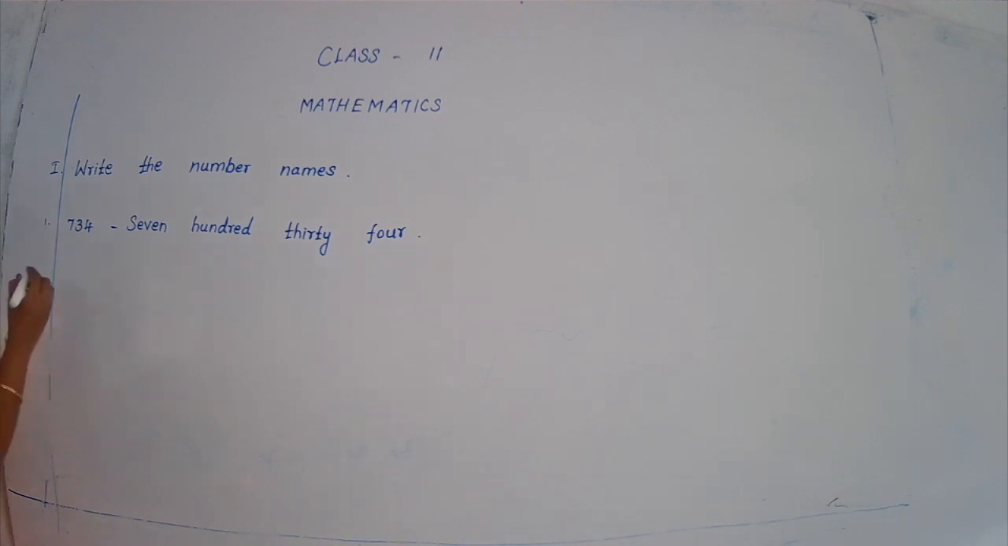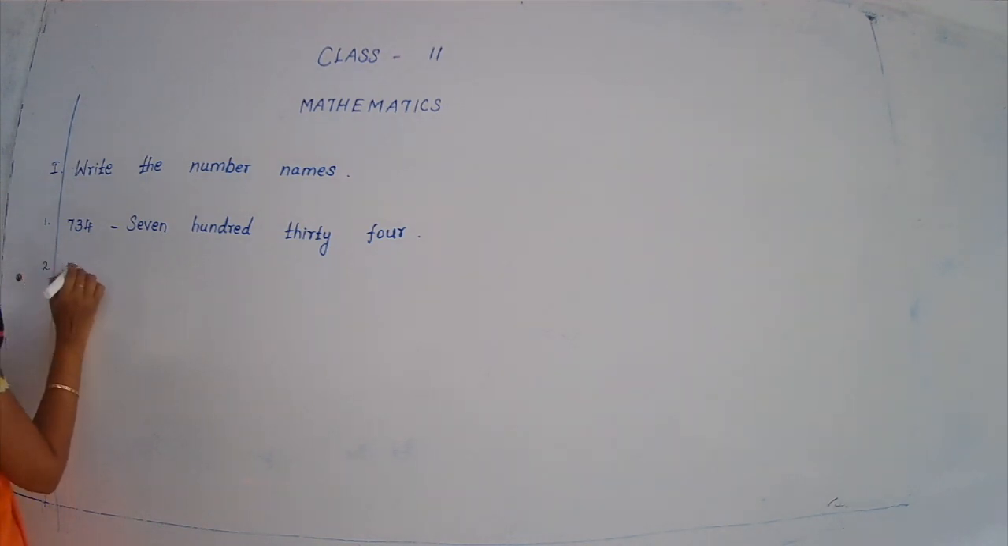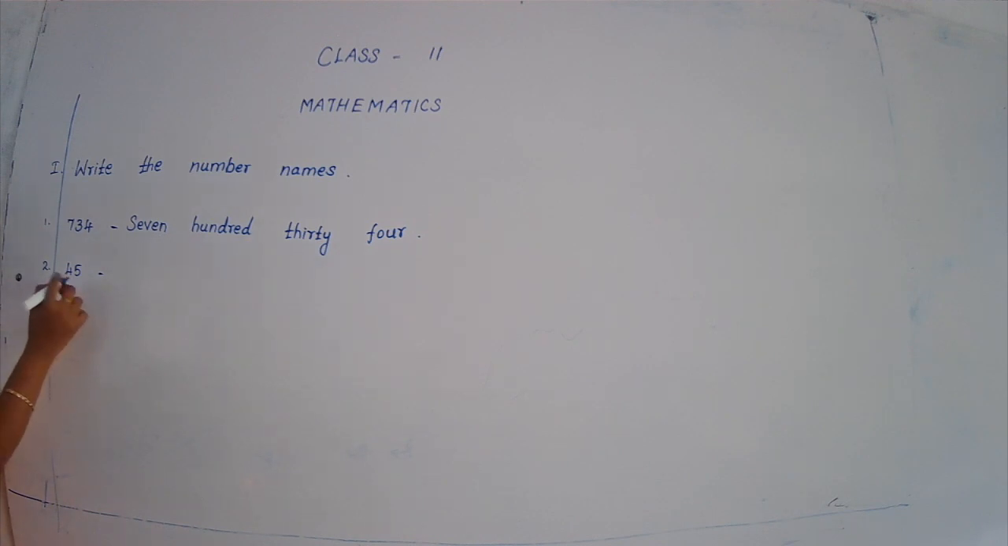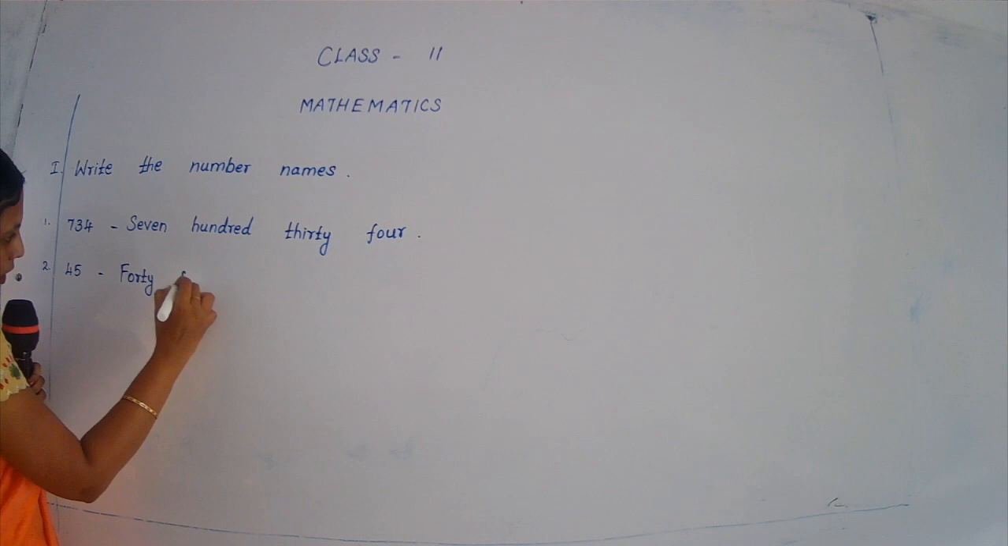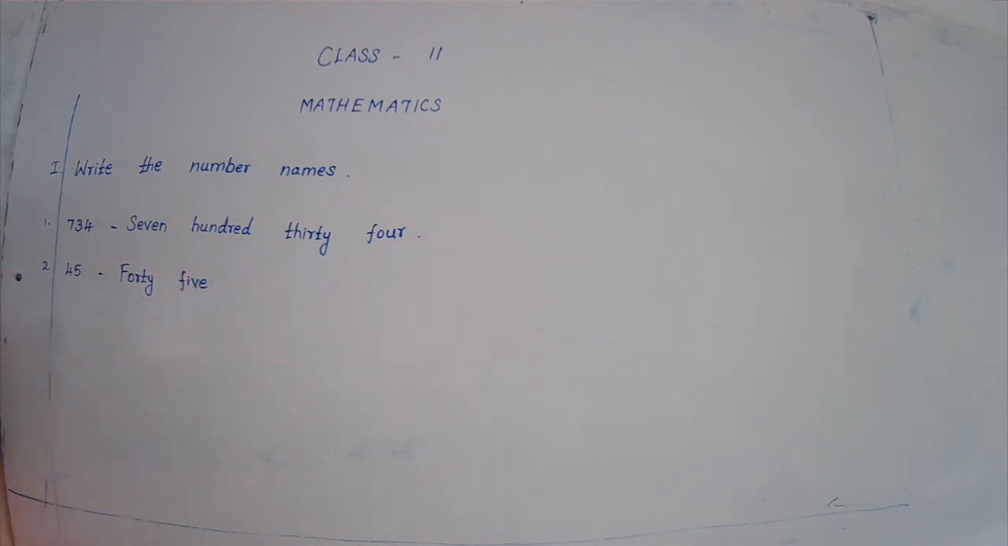Next, second one. This is how many digit number? It is a 1-digit number, yes or no? No, okay, this is a 2-digit number. What is this number? 45. Say the spelling for 45. F O R T Y, 40, F I V E, 5, 45. Okay, what is the spelling for 45? F O R T Y, 40, F I V E, 5, 45.